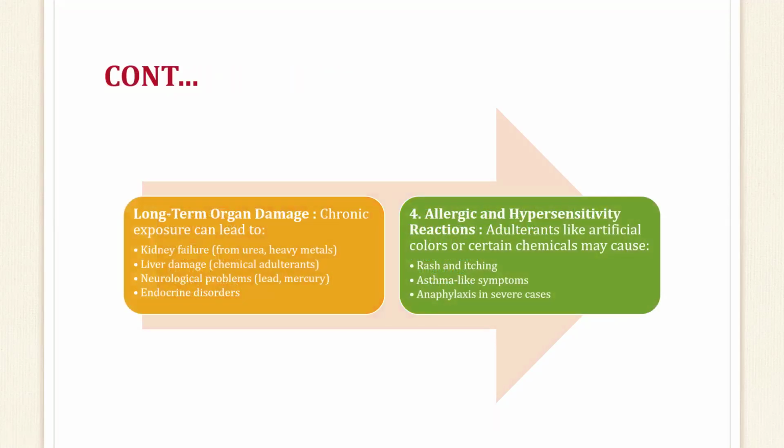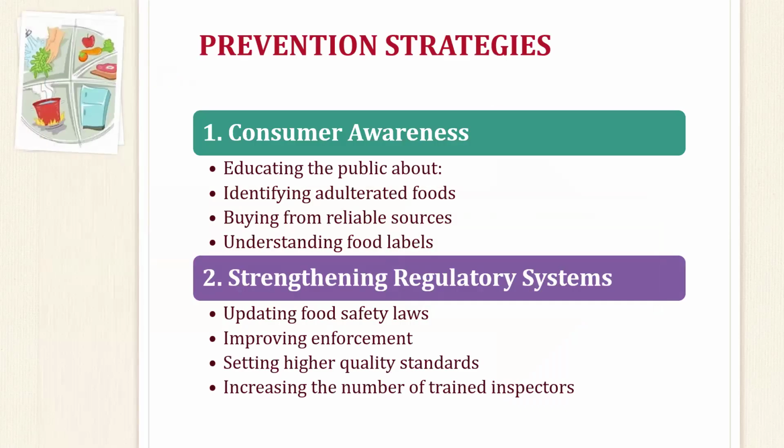Long term organ damage can also occur due to the use of contaminated food. It can lead to kidney failure because of urea and heavy metals, liver damage due to chemical adulteration, neurological problems due to the presence of lead and mercury, and endocrine disorders. And there can be allergic and hypersensitivity reactions. Adulterants like artificial colors or certain chemicals may cause rash and itching, asthma-like symptoms, and anaphylaxis in severe cases.